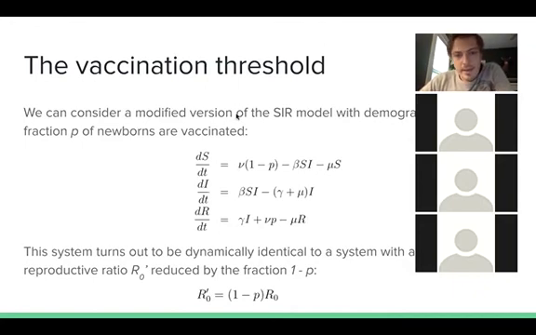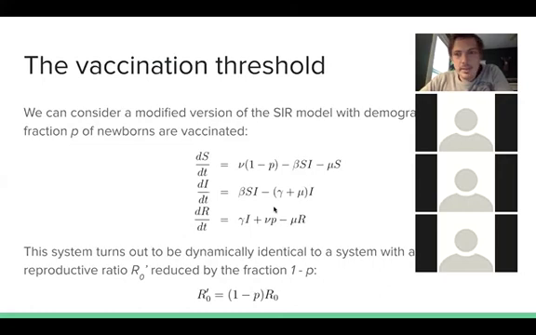So if we look at this modified system of differential equations, what we see is that in the susceptible compartment, new hosts are born at rate mu, but only a fraction 1 minus P of hosts actually get born into that susceptible compartment. The rest of the hosts, the fraction P, immediately get moved into the recovered compartment, meaning they're already immune to the pathogen, so they can never become infected. So we can effectively treat them as if they were already exposed to disease and recovered.